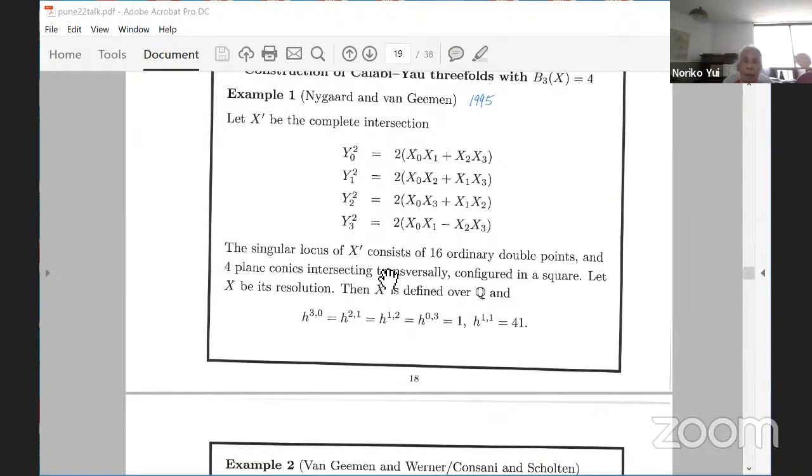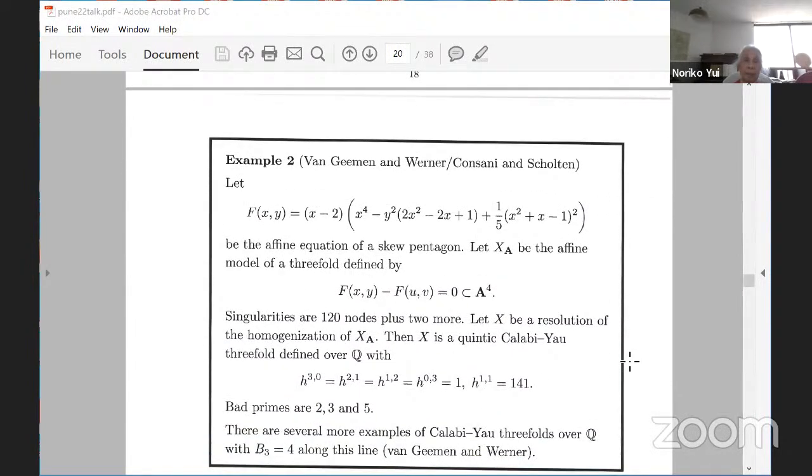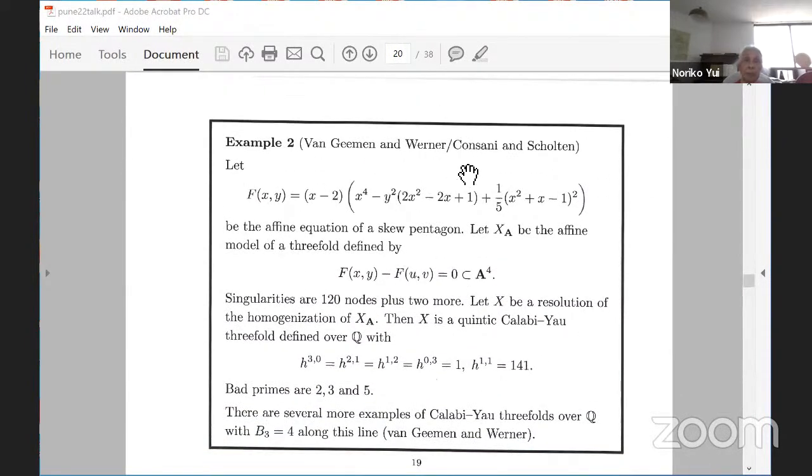Resolving singularities, again, resolution is the most difficult part of this business in any case. We get h^{p,q} equal 1, where p plus q equals 3, and h^{1,1} is 41. So that's b3 equal 4. And this is the example called the pentagon example.